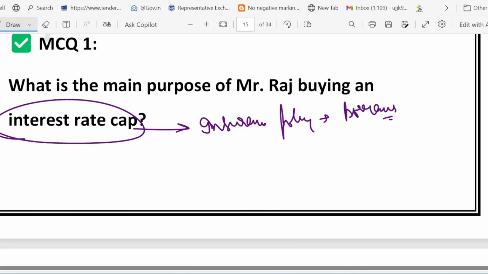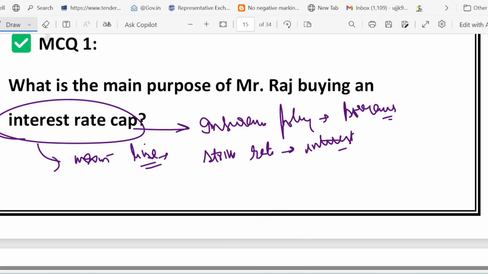It set a maximum limit, and that maximum limit we call the strike rate, on how much interest they have to pay on a floating rate loan.